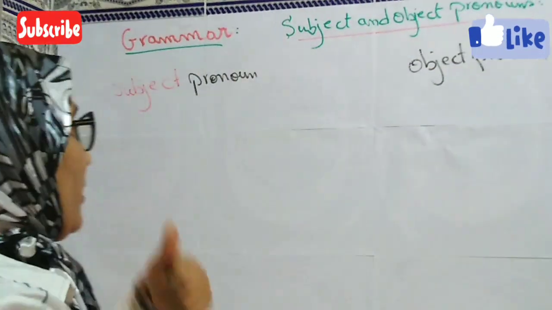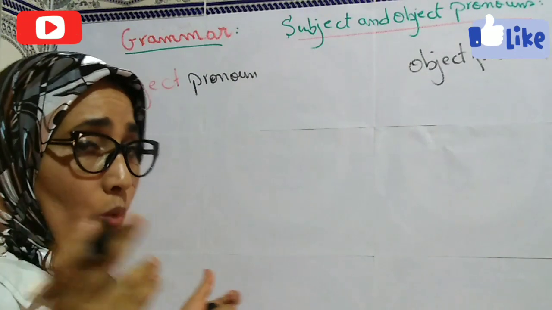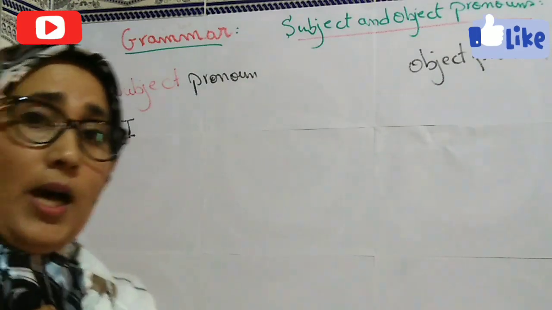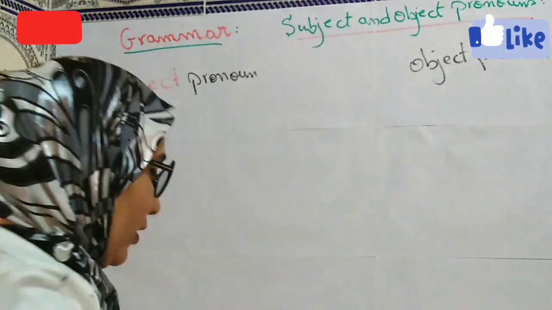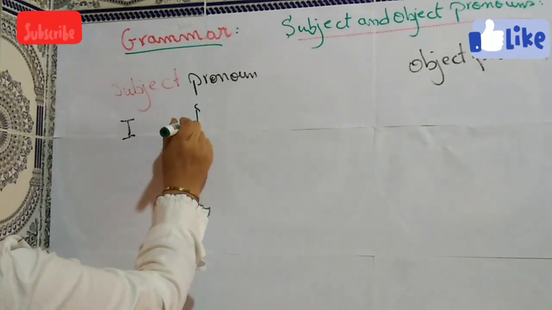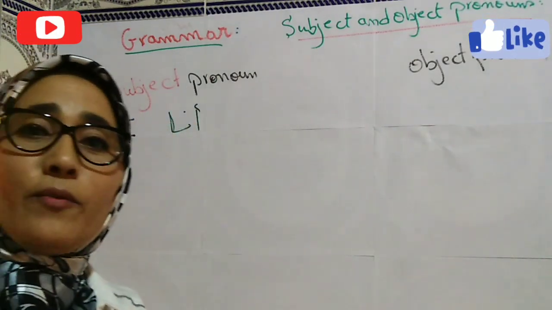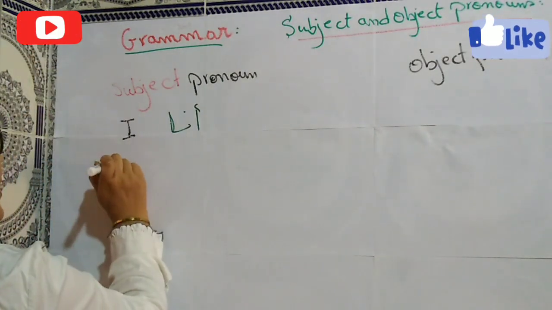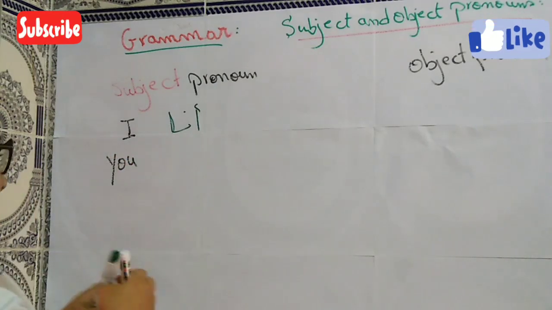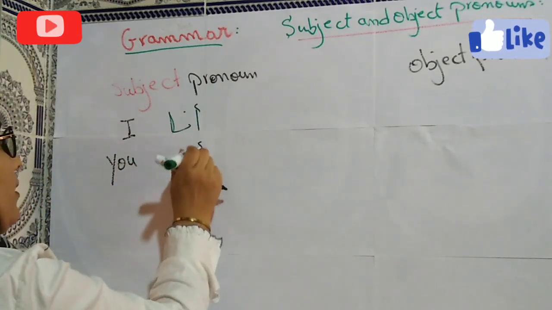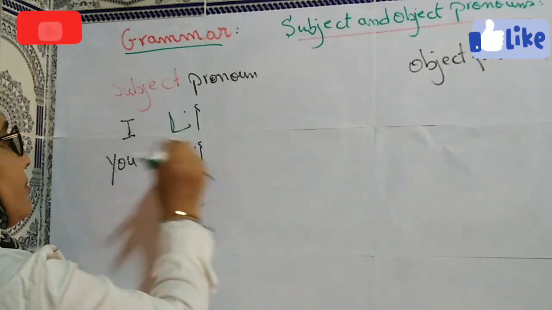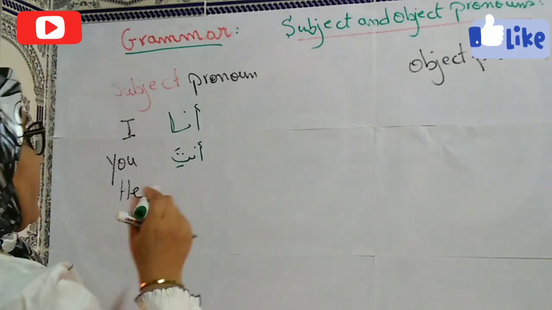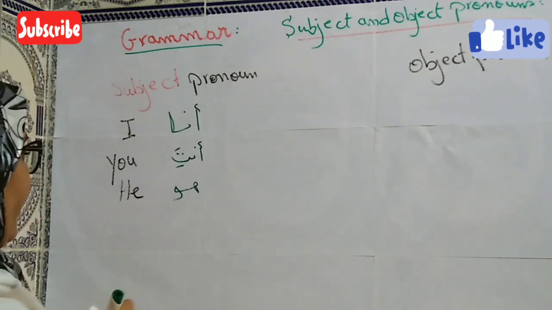Okay, so let's start by the first subject pronoun, I. In Arabic, what is it? Very good, that's it. Then we have he. But before he, we have you first. So we have I, you, anta, or enti. Then we have he.